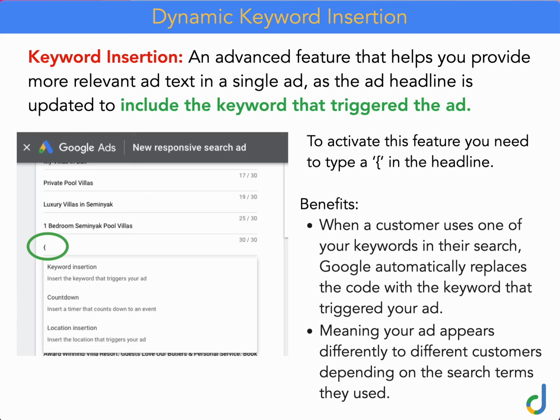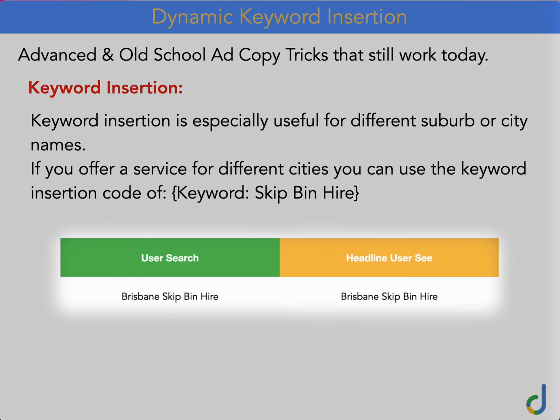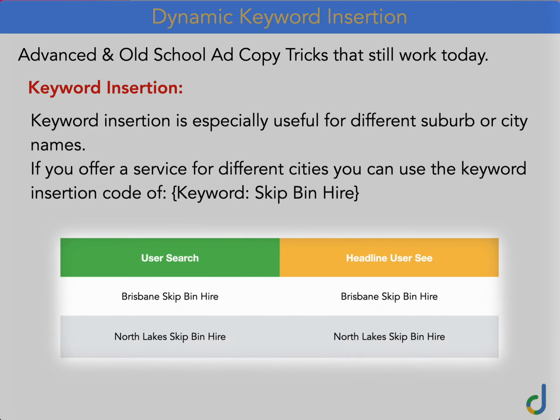Keyword insertion is especially useful for different suburb or city names. So if you offer a service for different cities, you can use the keyword insertion code of keyword skip bin hire. What would happen if the user searched Brisbane skip bin hire, the user would actually see Brisbane skip bin hire. Whereas if they searched North Lakes skip bin hire, they would see in the headline North Lakes skip bin hire, or North Brisbane. So as long as you've got these keywords targeted in your campaign, they're going to be seeing those headlines in your ad copy.